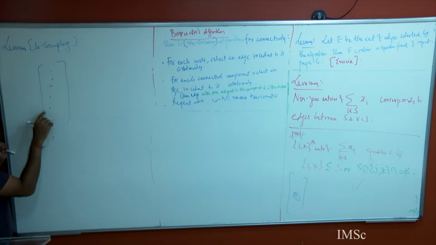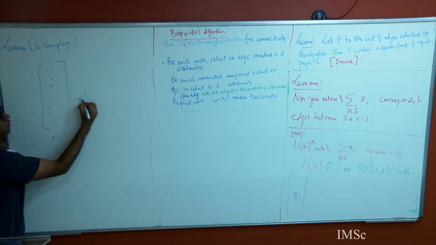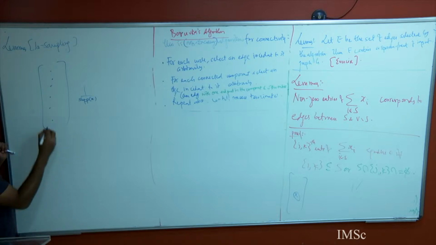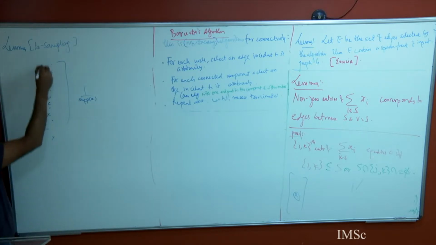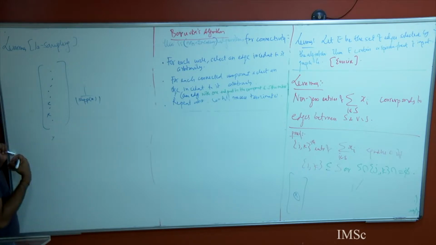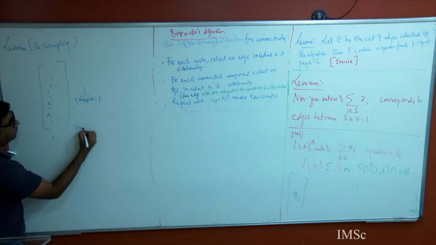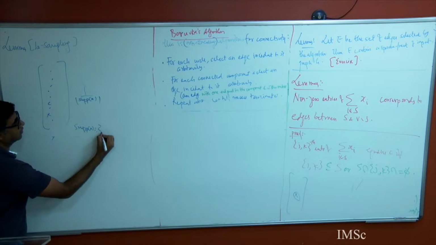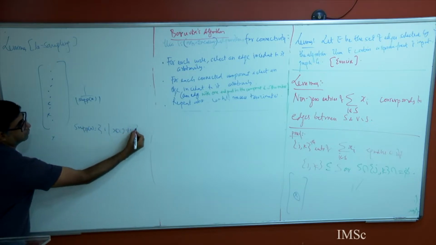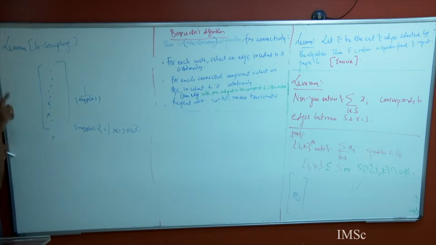Okay, suppose there is support. I would like to output one of these values with probability 1 over support of x. So look at the non-zero entries in this matrix x. The support of x is the number of places i where x_i is not equal to 0. So on its support, I want to sample uniformly at random.